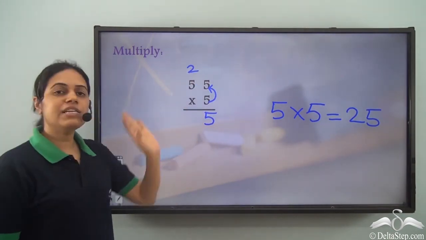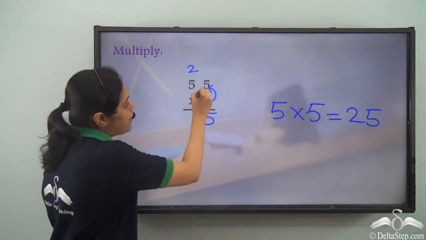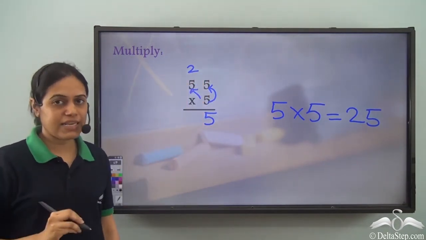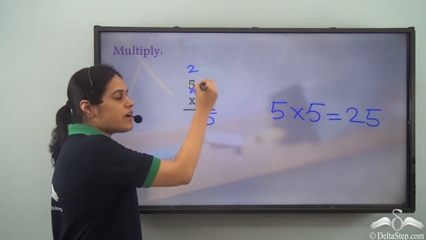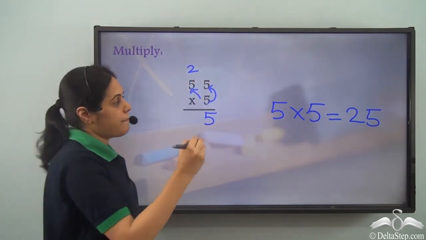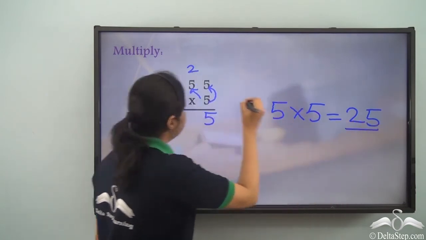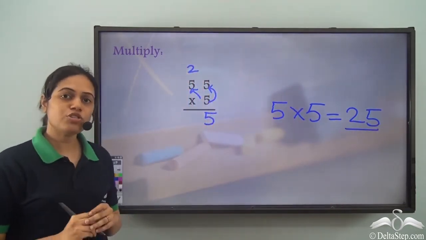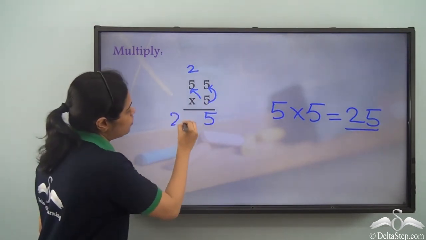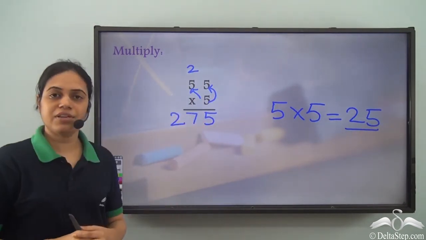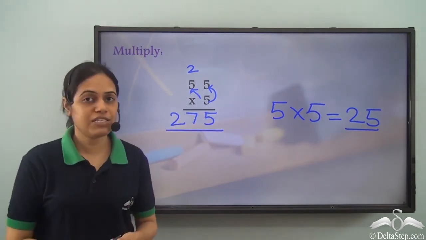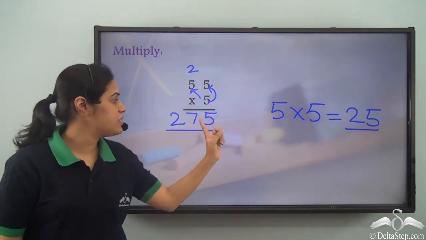Now just leave this 2 aside and multiply 5 with this 5. That is 5 in the tens place. 5 into 5 is again 25. But to this 25, now I need to add 2. 25 plus 2 is 27. So I write 27 here. So the answer is 275. So 55 into 5 is 275.